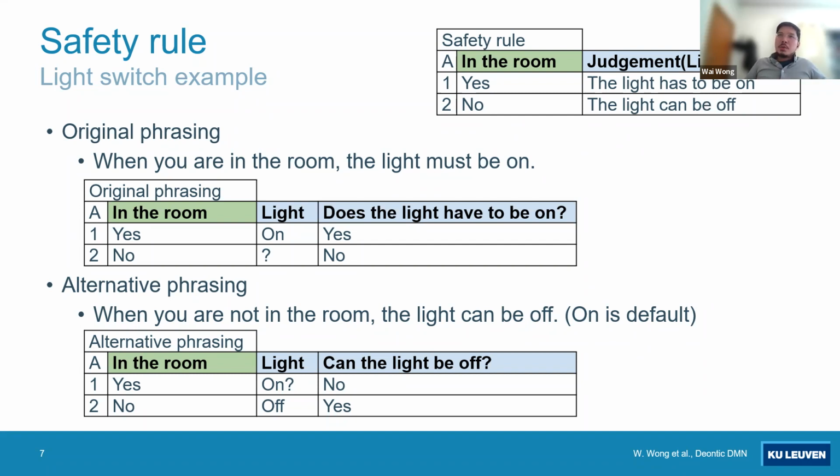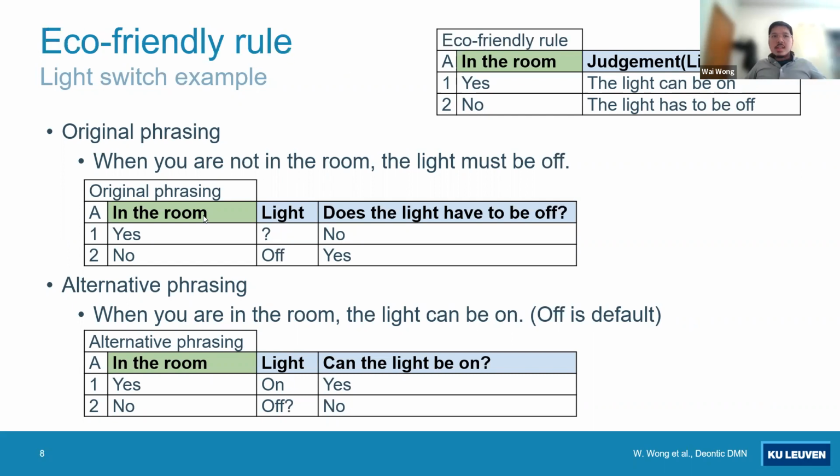As you know, now we have a simple example, so maybe it is easier. But when you pile up a lot of different tables, it will become very difficult. So this is just a counter example, what we call the eco-friendly rule. It follows the same reasoning, but now the judgment is: if you're in the room, the light can be on rather than has to be on. And if you're not in the room, the lights have to be off, compared to the safety rule, where the light can be off.